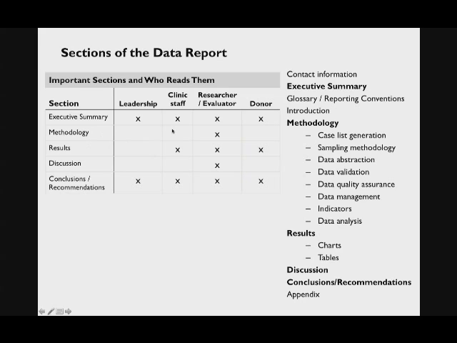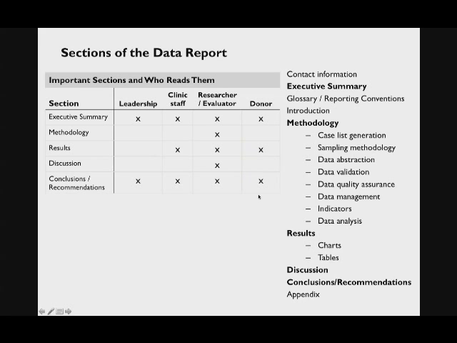Someone working at the clinic level may be interested in the results because they're going to be looking at that data to perhaps prioritize QI projects at their clinic. A researcher and evaluator may be very critical of the methodology of data collection and the data limitations, so they may read the whole report very carefully. And a donor perhaps would also be very interested in the results and the conclusions and recommendations.